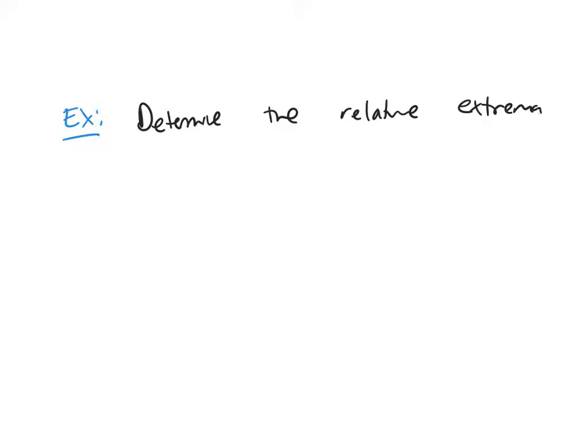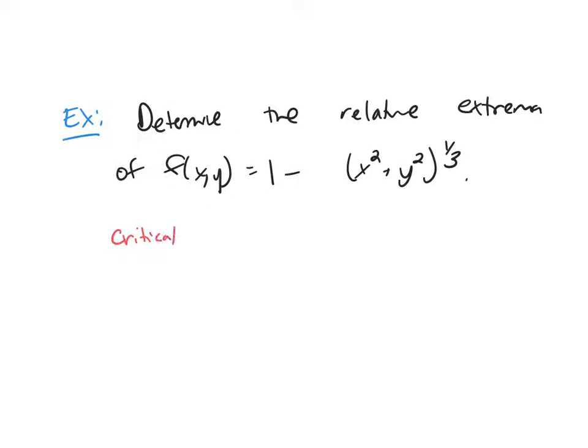So let's look at another example. So let's determine the relative extrema of the function 1 minus x squared plus y squared to the 1/3. So again, we're going to start by finding our critical points. So to do that, I need my two partial derivatives.